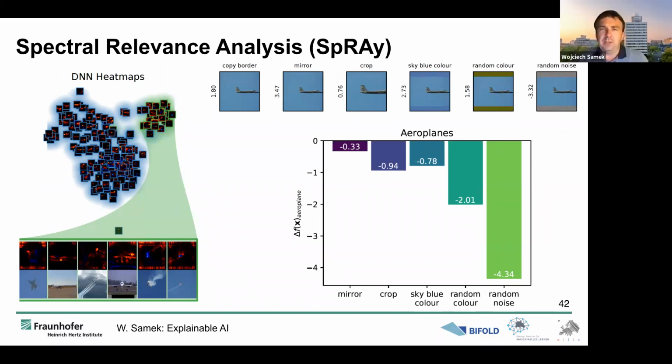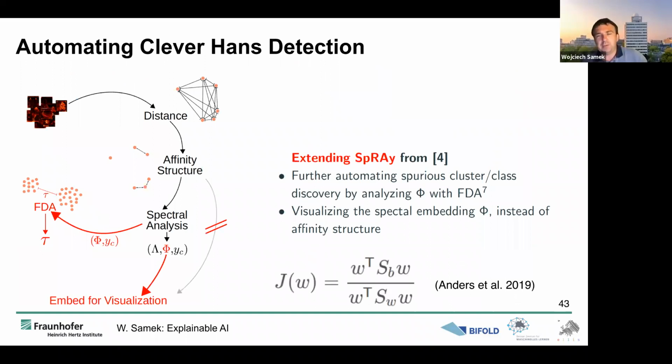And recently we are moving one step forward. We are trying to automatically detect this clever Hans problem. We apply some spectral analysis and try to find out if there are some outlier clusters, because outlier clusters tell us that there is something strange, some strategy which is not usual, which is unusual.